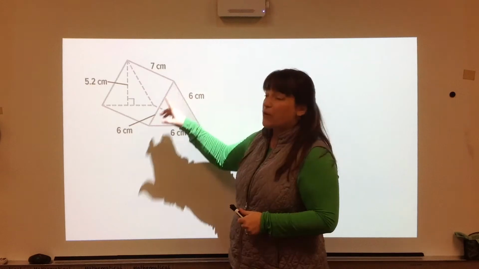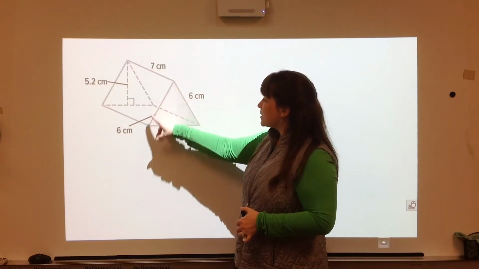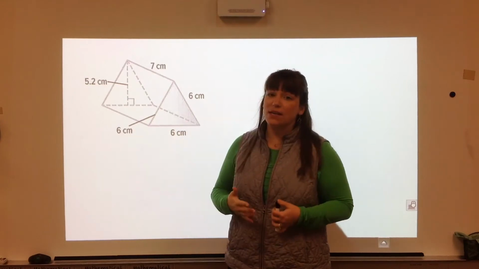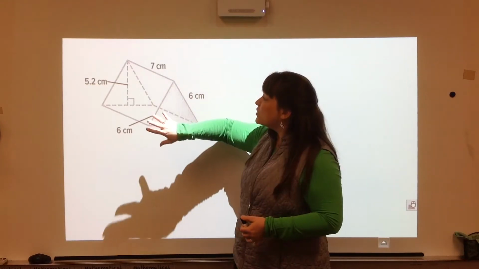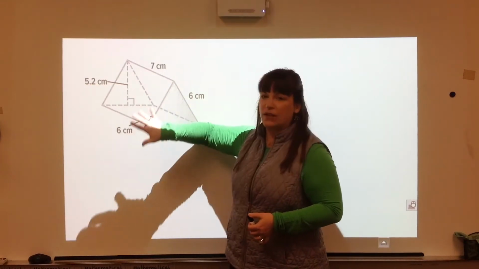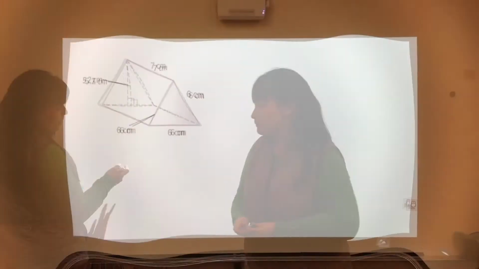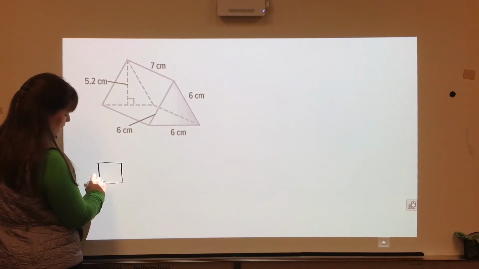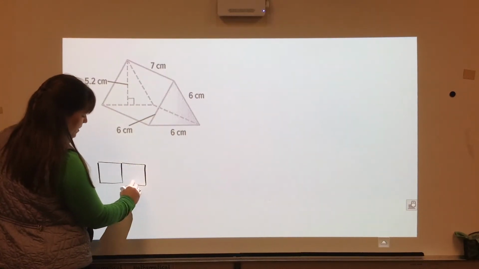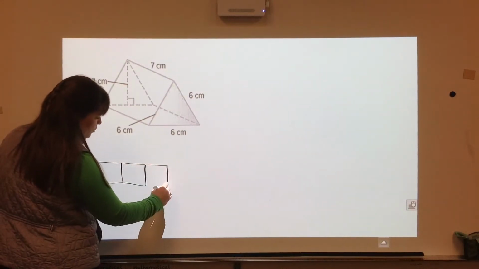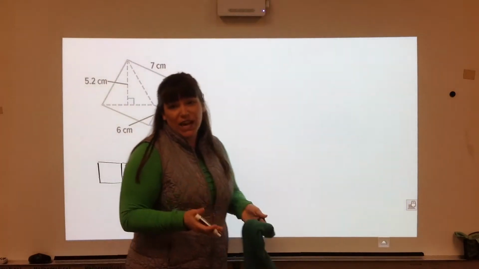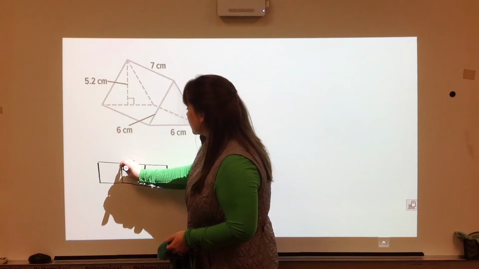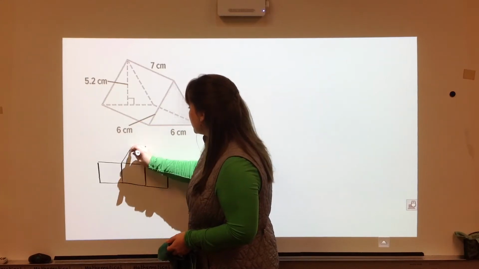What I'm noticing right away is that the 6s are on each side of this triangle, making it an equilateral triangle. And so I know that the rectangle faces are all going to be the same. I'm going to draw 3 rectangles to represent that part of the net. They're going to be pretty close to being squares. Now I'm going to attach my equilateral triangles to this, and I'm going to just put them in the center.